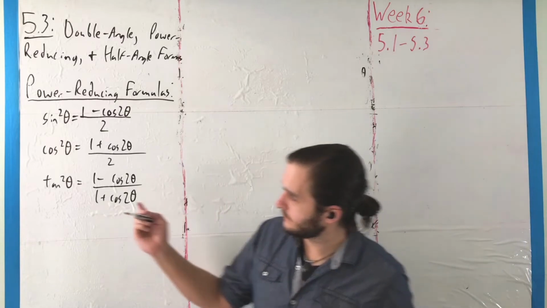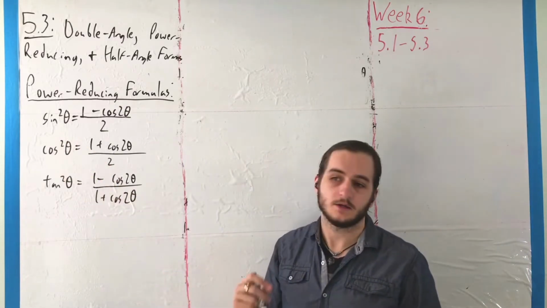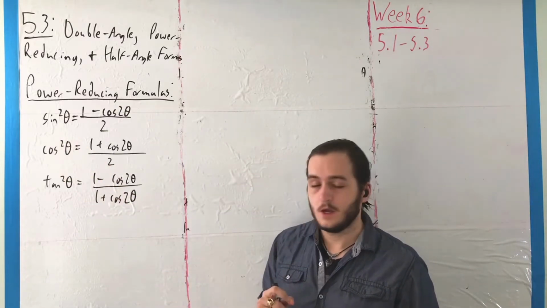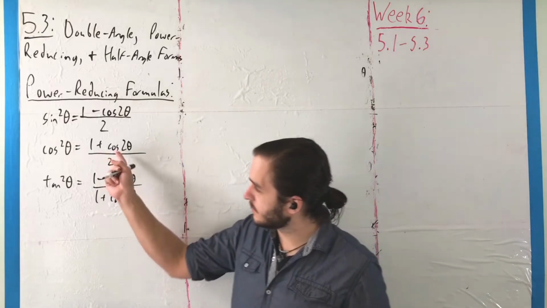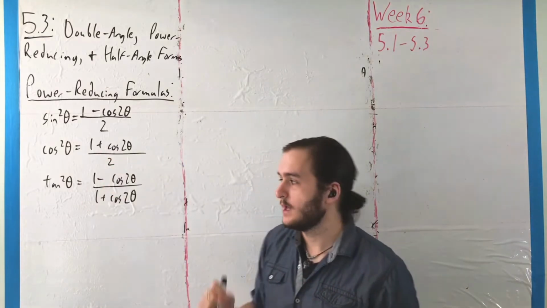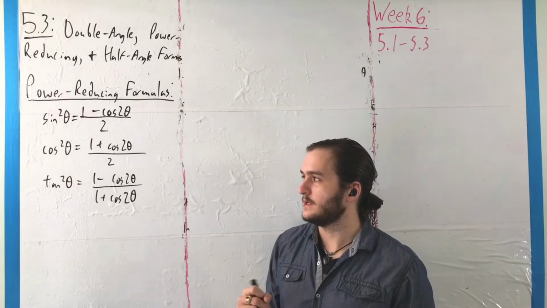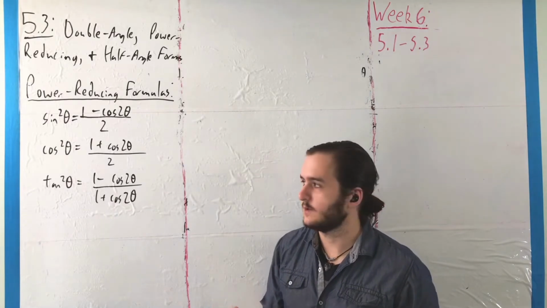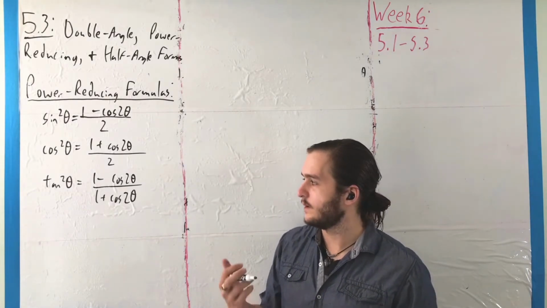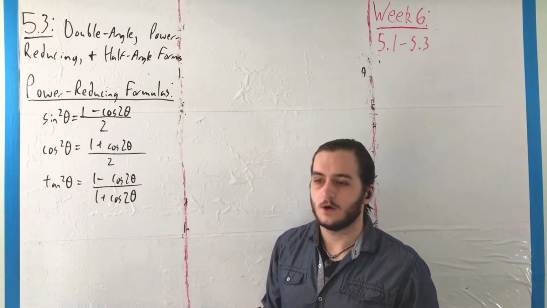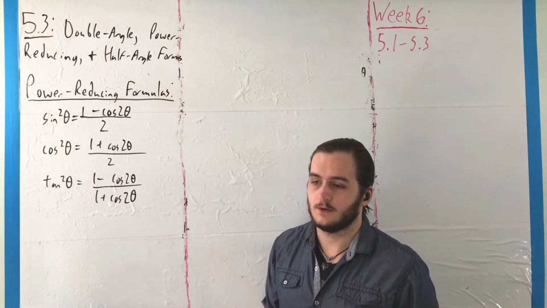So we have that sine squared is equal to (1 minus cosine of 2 theta) over 2. Cosine squared is equal to (1 plus cosine of 2 theta) over 2. And tangent squared is just sine squared over cosine squared, which in this case can be written as (1 minus cosine 2 theta) over (1 plus cosine of 2 theta).